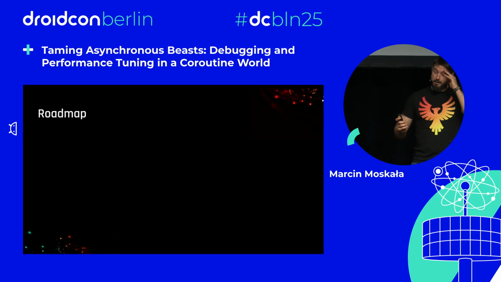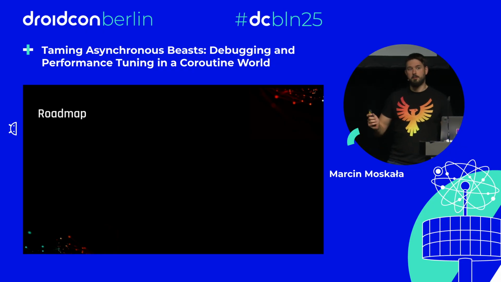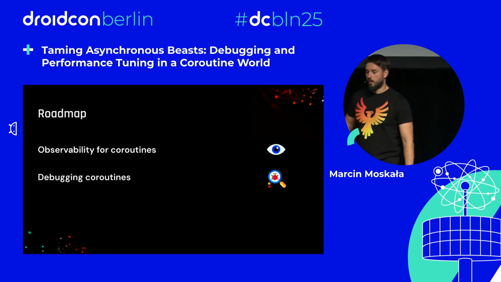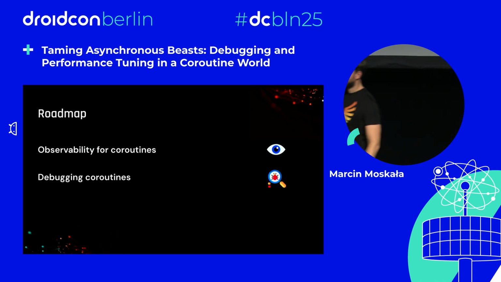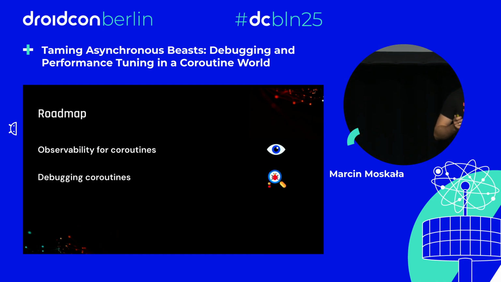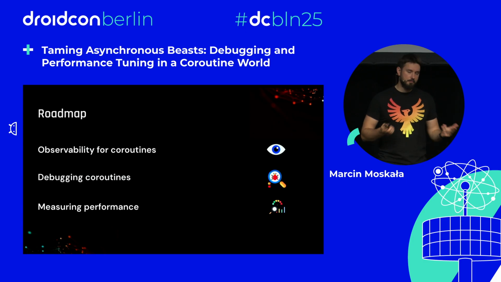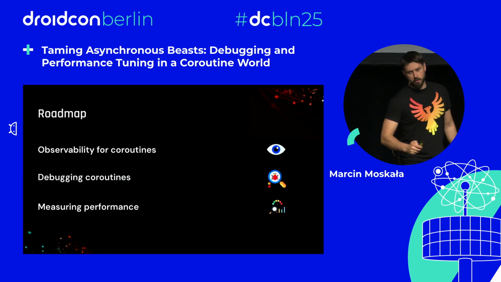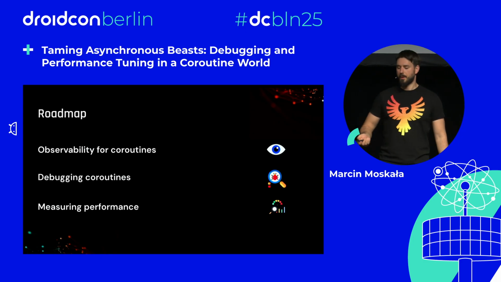This presentation is divided into 3 parts. We first talk about observability for coroutines, then we will learn how to debug coroutines, what tools we have for debugging coroutines, and finally we'll measure performance. Particularly, we will just look at coroutine-related code.